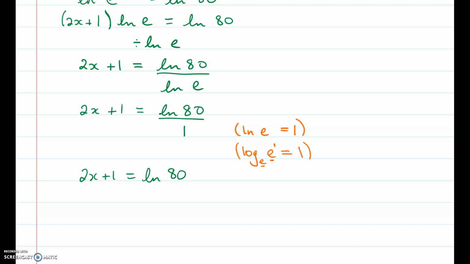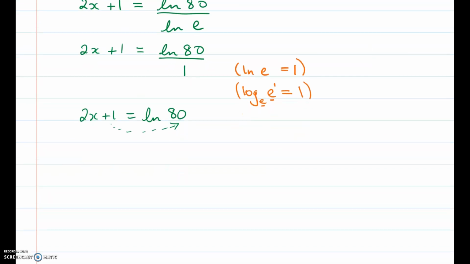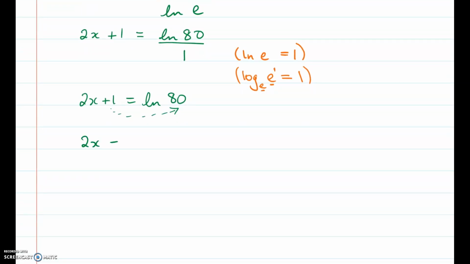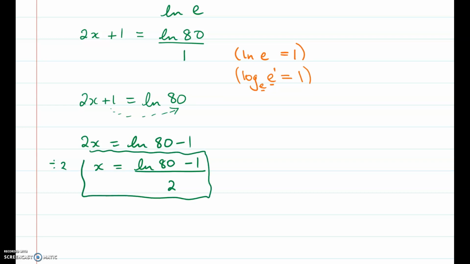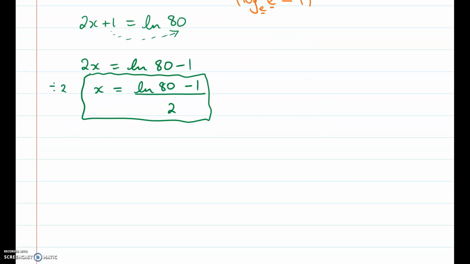Now that's 2x plus 1. Let's move the 1 across, because we want to get x on its own. So we now have 2x is equal to the log of 80 minus 1. And then divide by 2, and that gives you x is equal to the log of 80 minus 1 divided by 2. And that is the precise answer. However, if we want to look up on the calculator, we can do so.